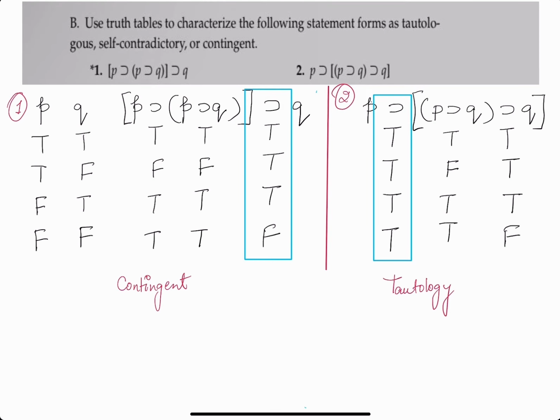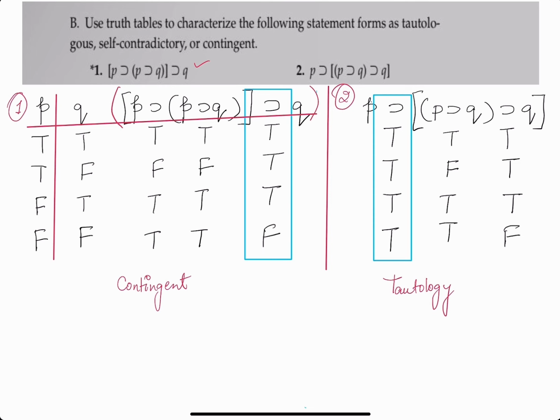Now let's try to solve some exercises. The exercises I have taken from IM copy. Let's see the first question, that is P horseshoe Q horseshoe Q. Again, if you see this example, what you have to do is write the value of P, write the value of Q, and then the statement given. So this is the statement.